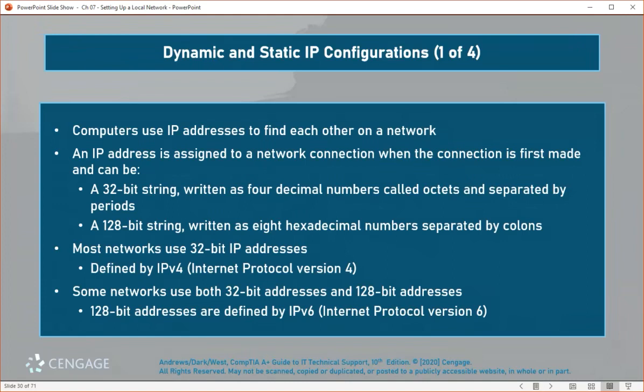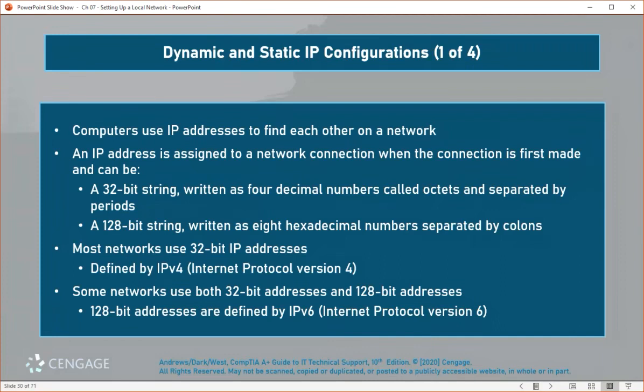So when the connection is first made, we assign this IP address based on a pool of accessible addresses given. There's a couple of different ways we can do this. We can use what's called DHCP, the Dynamic Host Configuration Protocol, which does automatic assignment, or we can have these put in through what's called a static configuration, where we type it in manually.